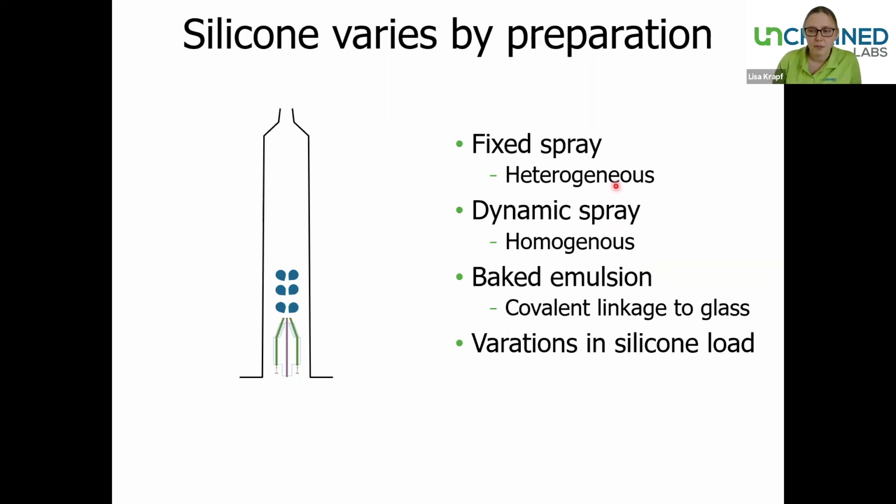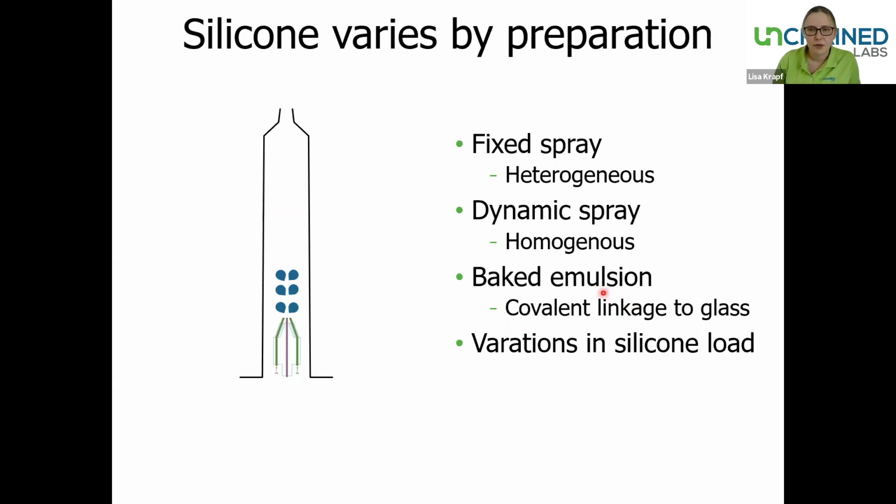When silicone is sprayed in, a fixed nozzle can be used or a dynamic nozzle can be used. And this has an impact on how the silicone is distributed on the inner surface. If you use a dynamic one and the nozzle moves inside of the glass barrel, you usually get a more homogeneous distribution than just using a fixed one that's here in the lower part of the syringe.